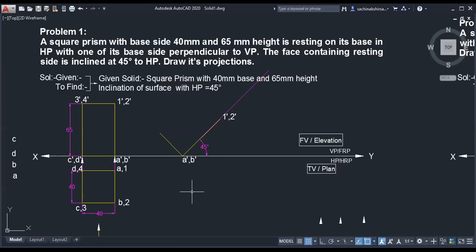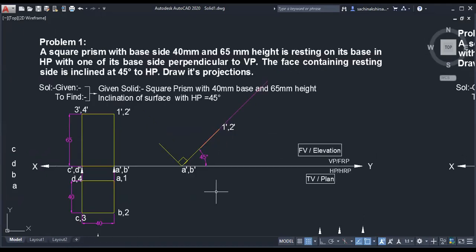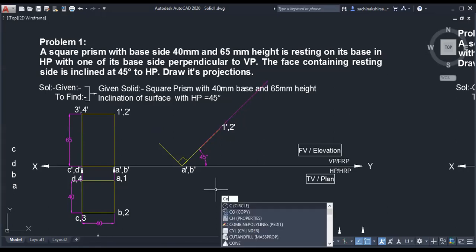Perpendicular is most important. Here it should be perpendicular. So this line should be the perpendicular here. Intentionally I have drawn it. It should be perpendicular, and you can draw it here also.